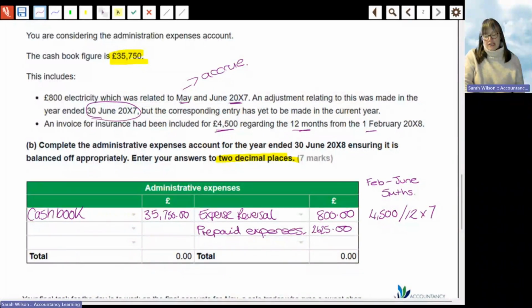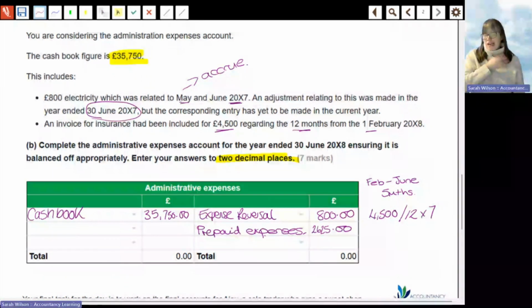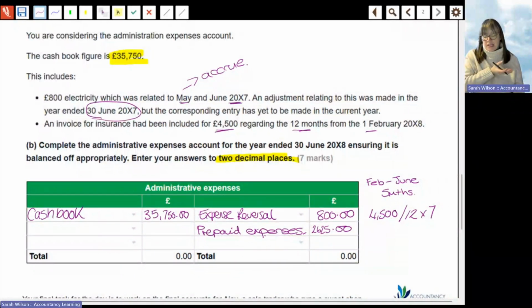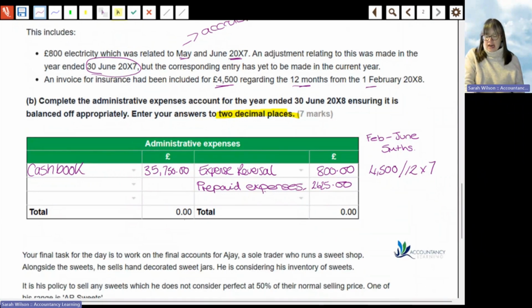We put it on the credit side because it's reducing our expenses, and then the opposite side would be in the prepaid expenses account as a debit, which would be an asset to the business. Now, it's worth noting that in the exam, these figures at the bottom will auto sum. So as you're entering in your figures, they will auto sum.